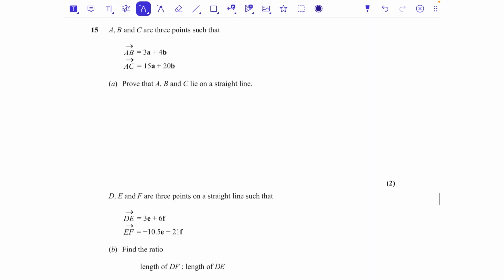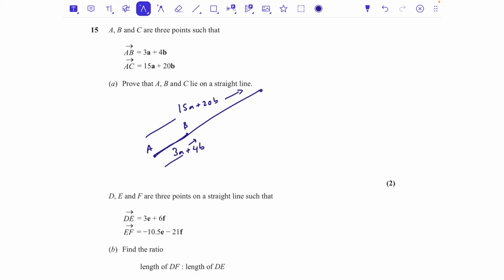Okay, question number 15. A, B and C are 3 points such that A to B is 3A add 4B and A to C is 15A add 20B. Prove that A, B and C lie on a straight line. Well, A to B is 3A add 4B and A to C is 15A add 20B. So how would we show that that lies on a straight line?